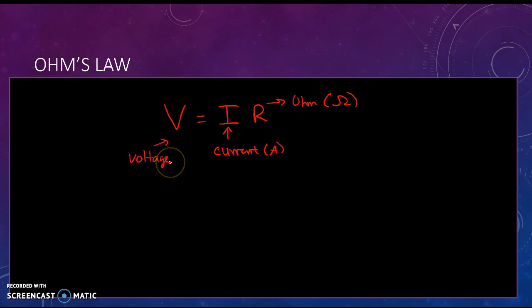What this says is that the current in a circuit depends on the voltage and the resistance. So the more voltage you have, the higher the current's going to be. The more resistance you have, the lower the current's going to be. And that's pretty much it. It just relates these three things.